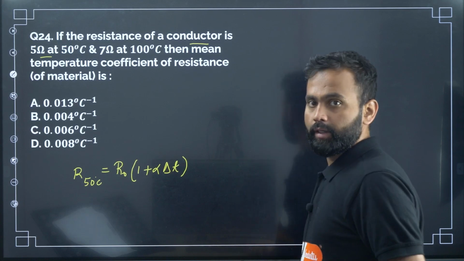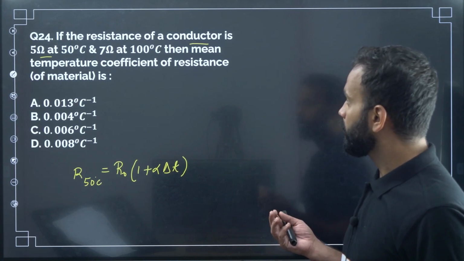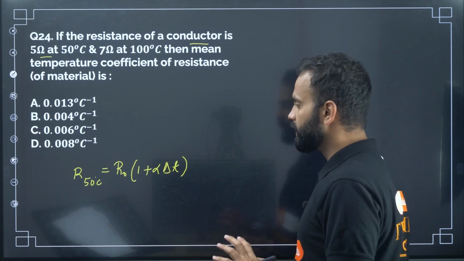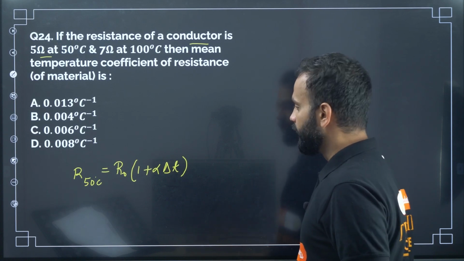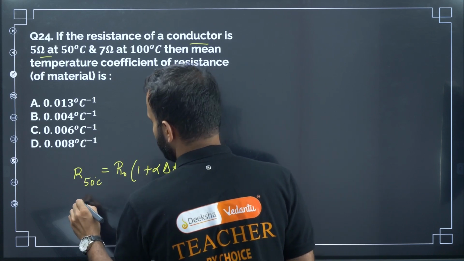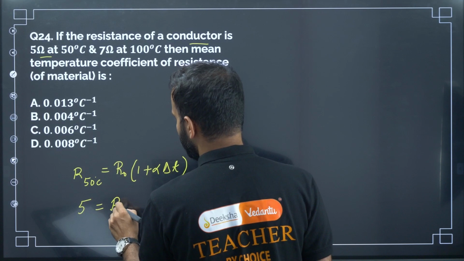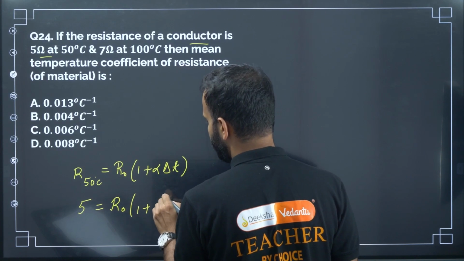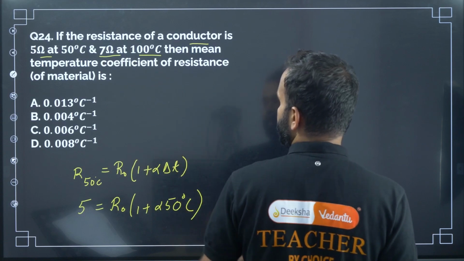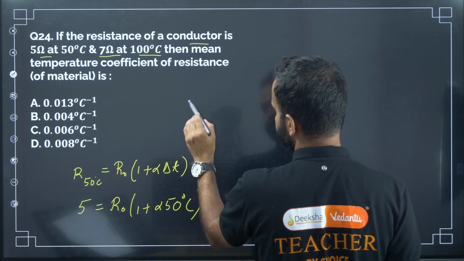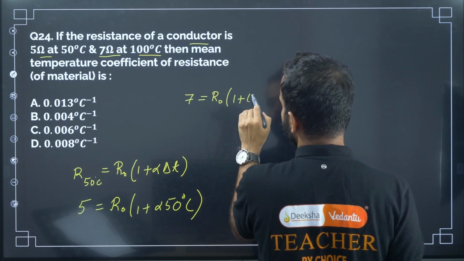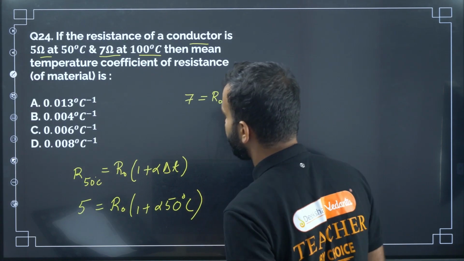R naught is the resistance of the material or conductor at the reference temperature. We don't know the reference temperature, so reference temperature is something T. Now here, 5 equals R naught into 1 plus alpha into 50 degrees Celsius. And 7 ohm at 100 degrees Celsius. Again, use this formula: 7 equals R naught into 1 plus 100 into alpha.